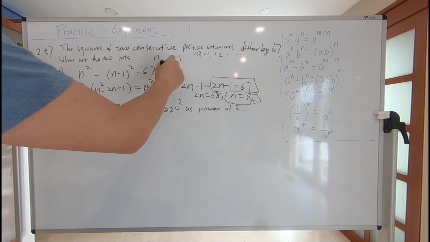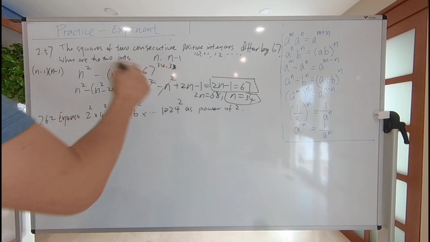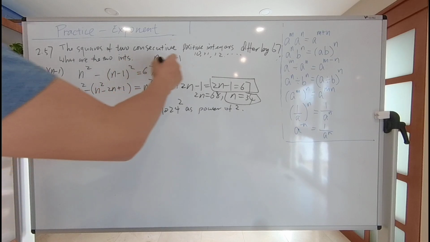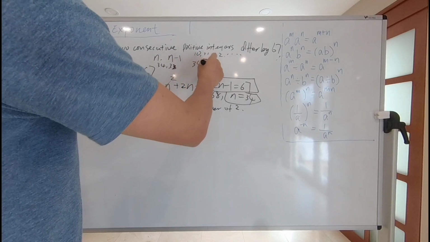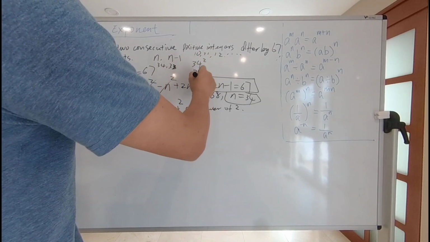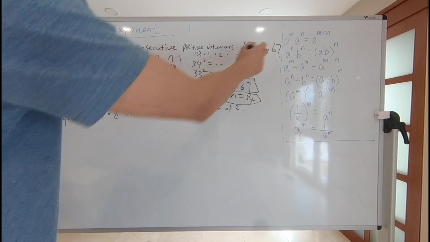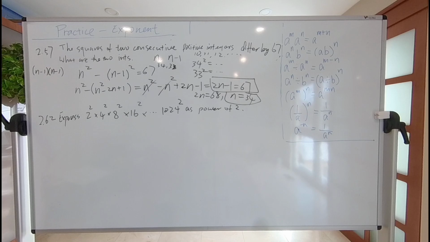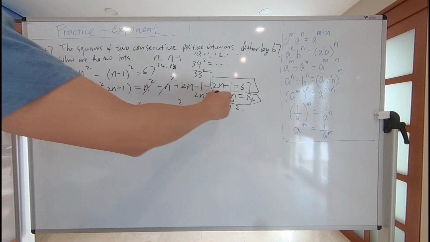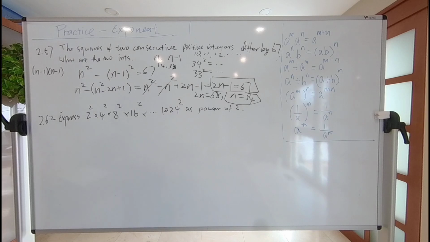Let's verify it. Or you can verify it with a calculator. So basically, if I take 34 squared, 33 squared, and take the difference, you would see that the difference should be equal to 67. So this is how I solve this question.